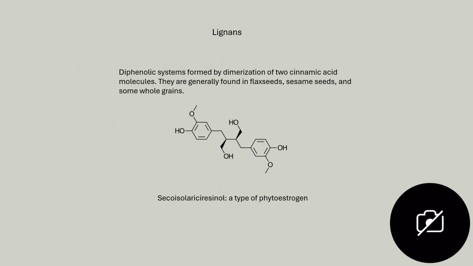And now we're starting to get into the two classes that are less studied. So lignans, that's two cinnamic acid molecules that come together, and they're found in flax seeds and some sesame seeds. This is an example of one. This is lariciresinol. It's a type of phytoestrogen.